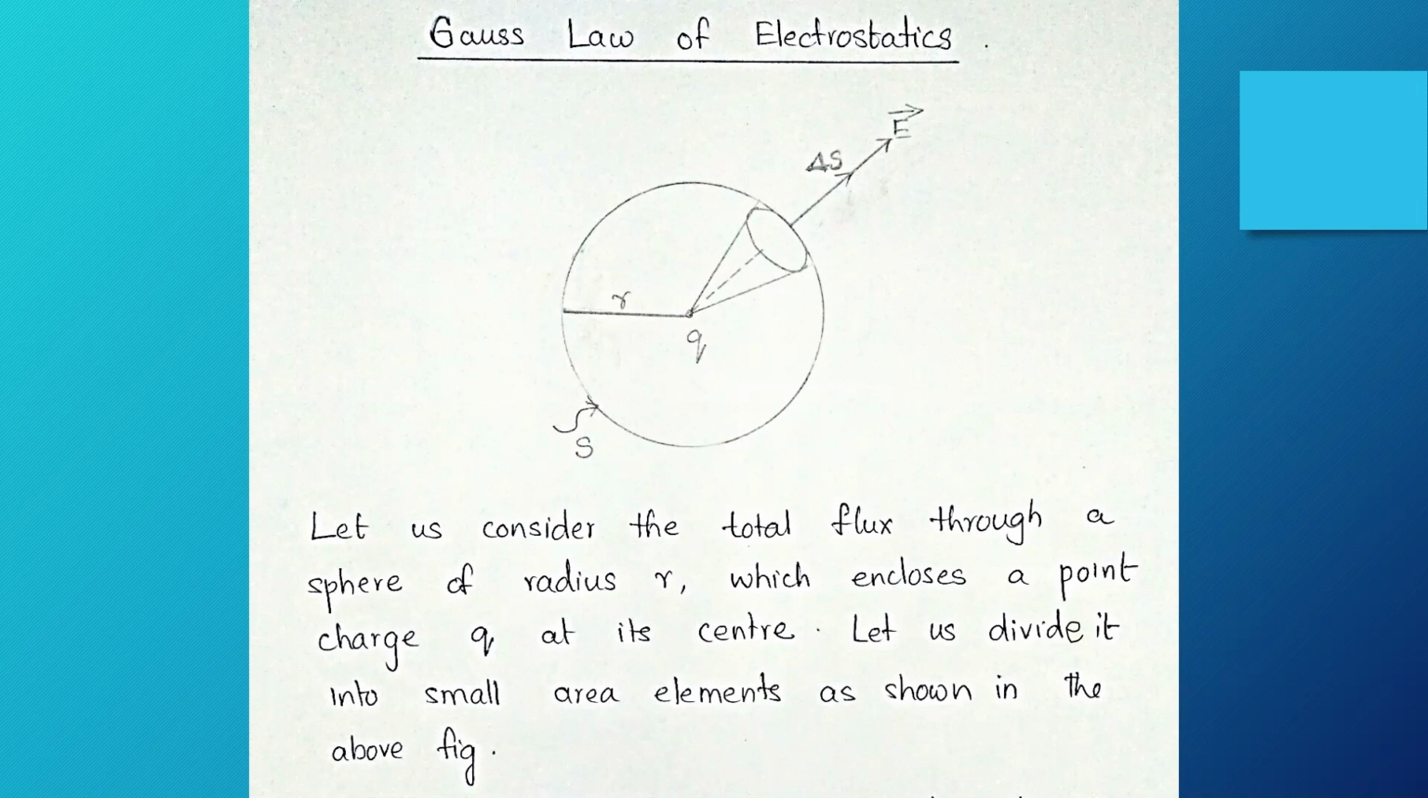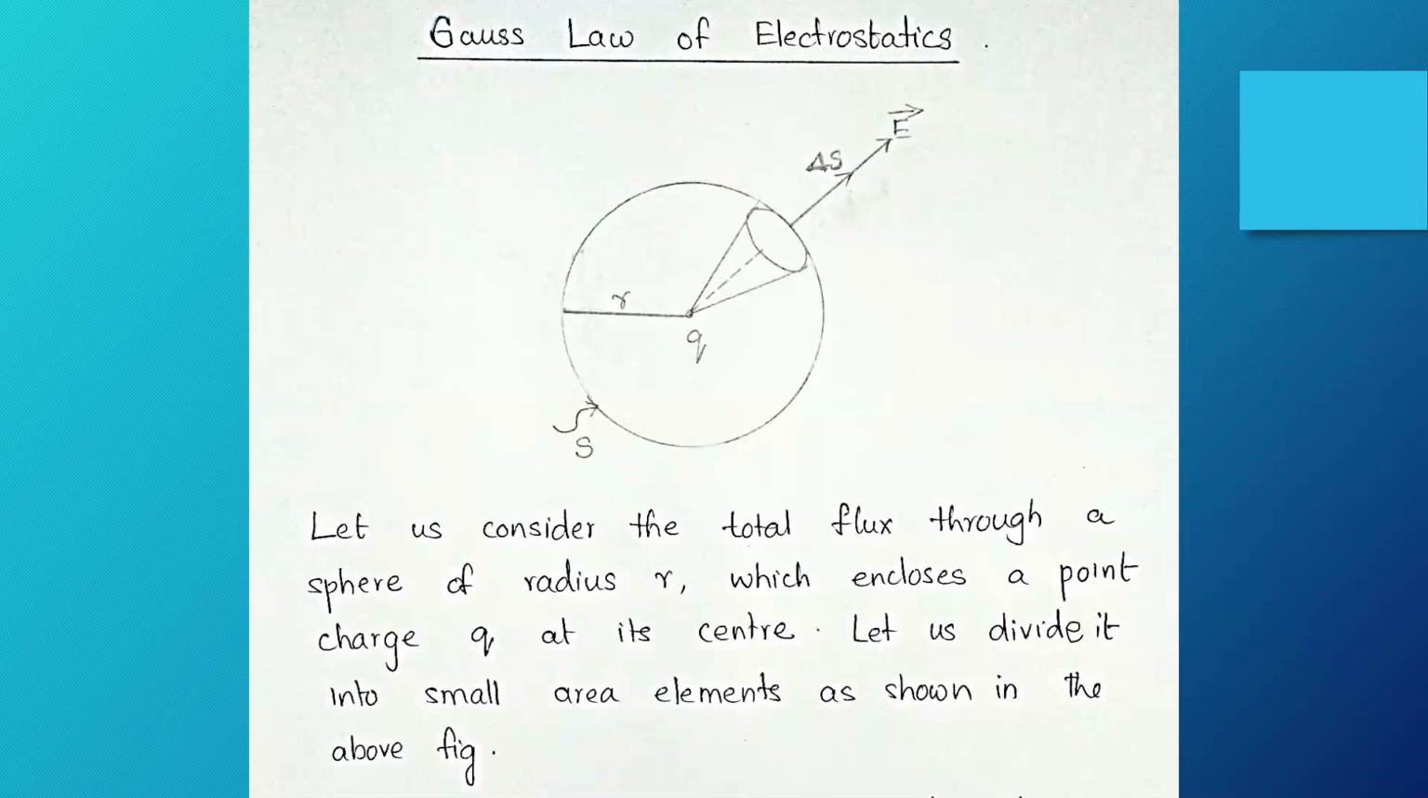Gauss law states that the total flux through an enclosed surface is equal to the total charge enclosed by the surface divided by epsilon naught. Once again, I repeat, the total flux enclosed by a surface is equal to the total charge enclosed by the surface divided by epsilon naught, where epsilon naught is the permittivity of free space.